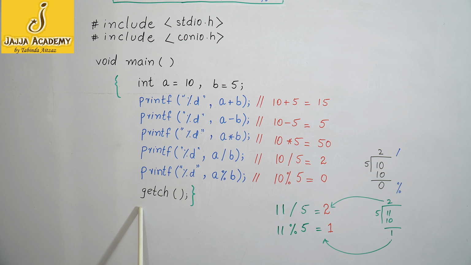At the end I have written getch function. This function is used to hold the output screen until you press any key from the keyboard. So the output of this C program will be 15, 5, 50, 2 and 0.